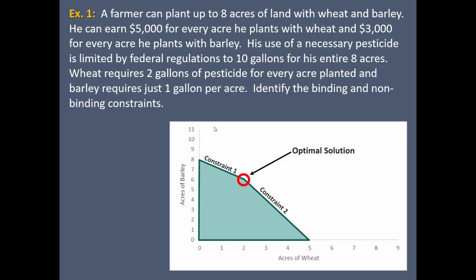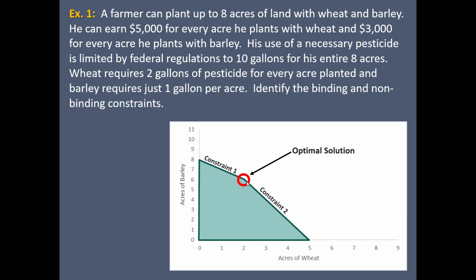Whereas in example 1, dealing with the farmer planting his 8 acres of land, our optimal solution point occurred at the intersection point of constraint 1 and constraint 2. So both constraint 1 and constraint 2 would be considered binding constraints in this example. But remember, the optimal solution point didn't have to be here.